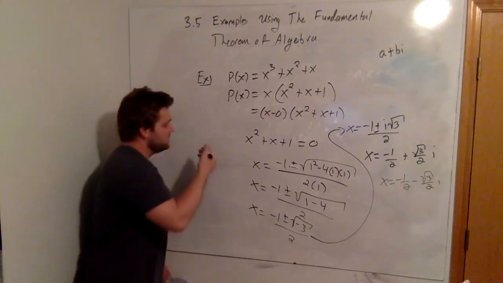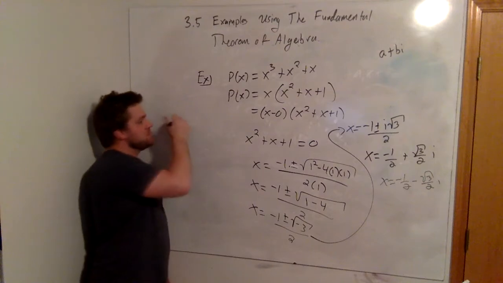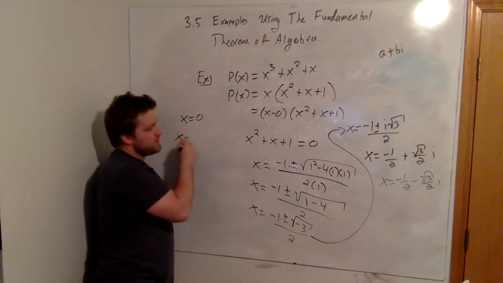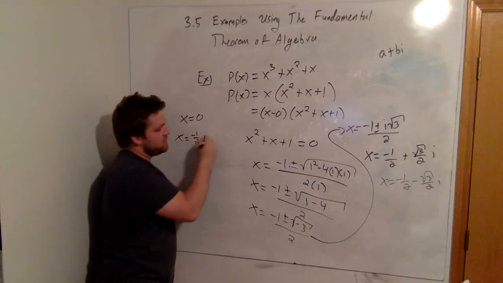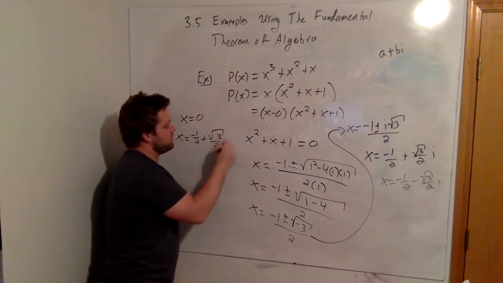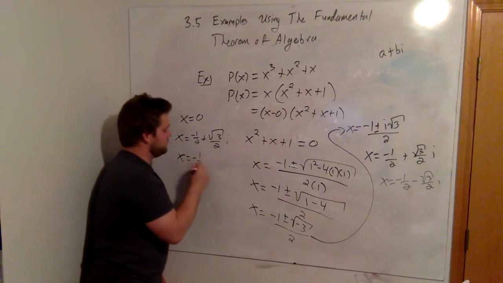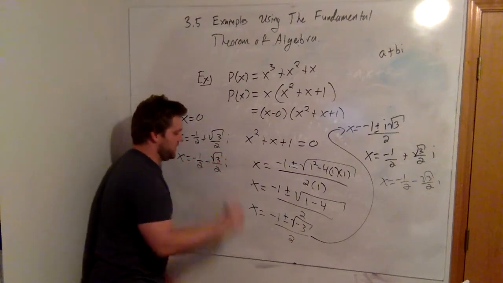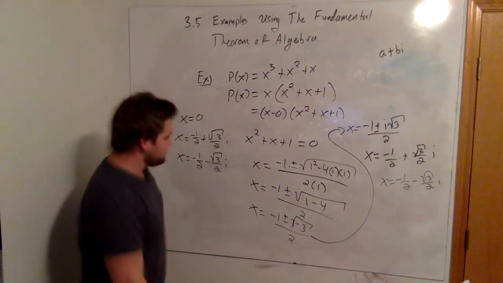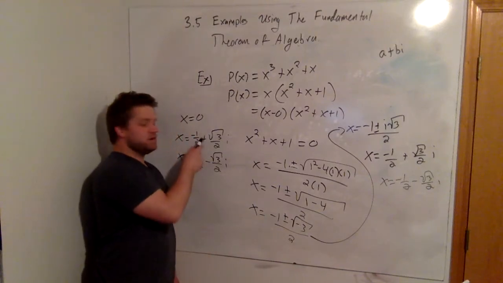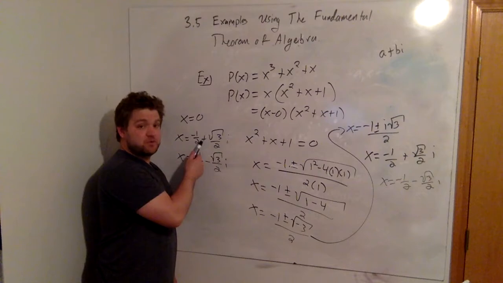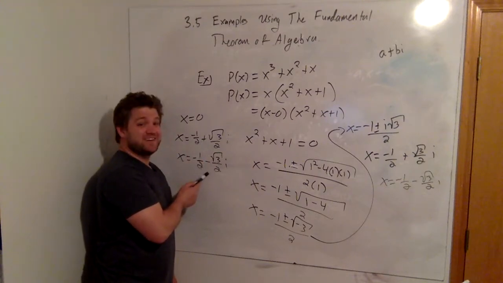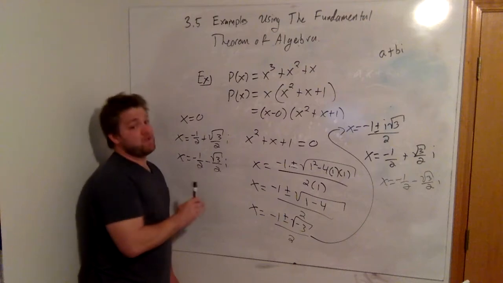Okay, so what we'll end up getting is we have our roots. We have x equals 0. We have x equals negative 1/2 plus root 3 over 2i. And we have x equals negative 1/2 minus root 3 over 2i. Okay, notice here that I had a complex root. Know what else came along for the ride? Its conjugate.